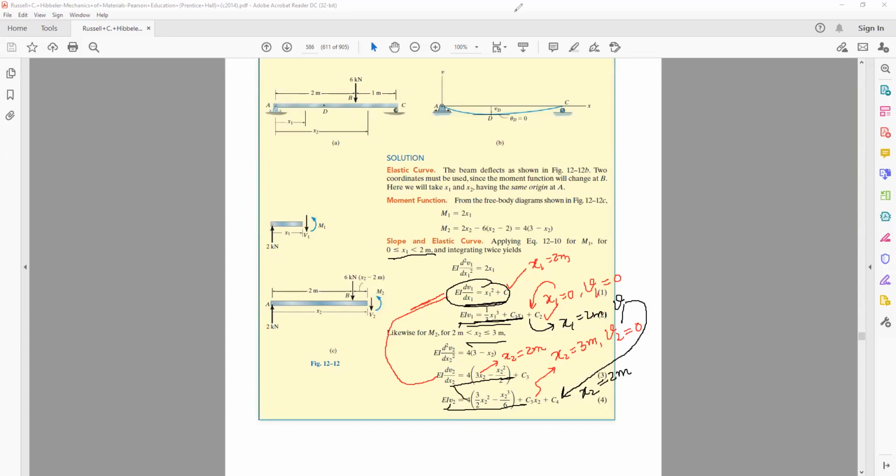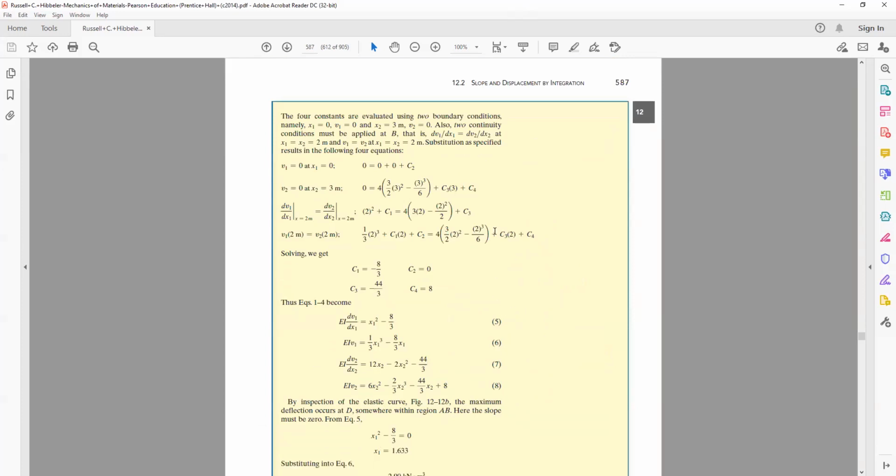Once we apply these 4 boundary conditions, we obtain the values of C1, C2, C3, and C4. Substituting back the values of C1, C2, C3, C4, we get the fundamental equations that are in front of us. These are the equations of slope and deflection. This is what we had to calculate. Now the question is, where is the maximum deflection?